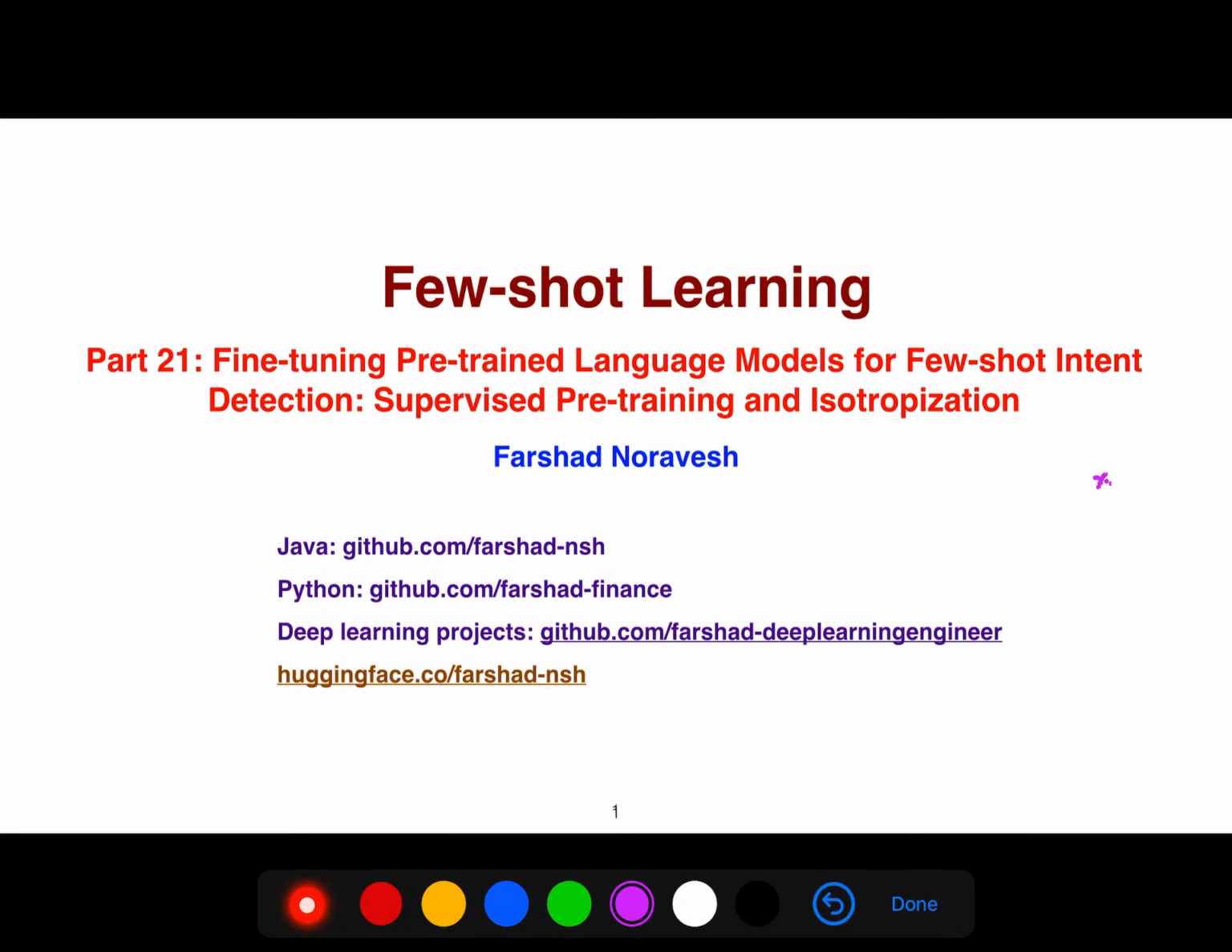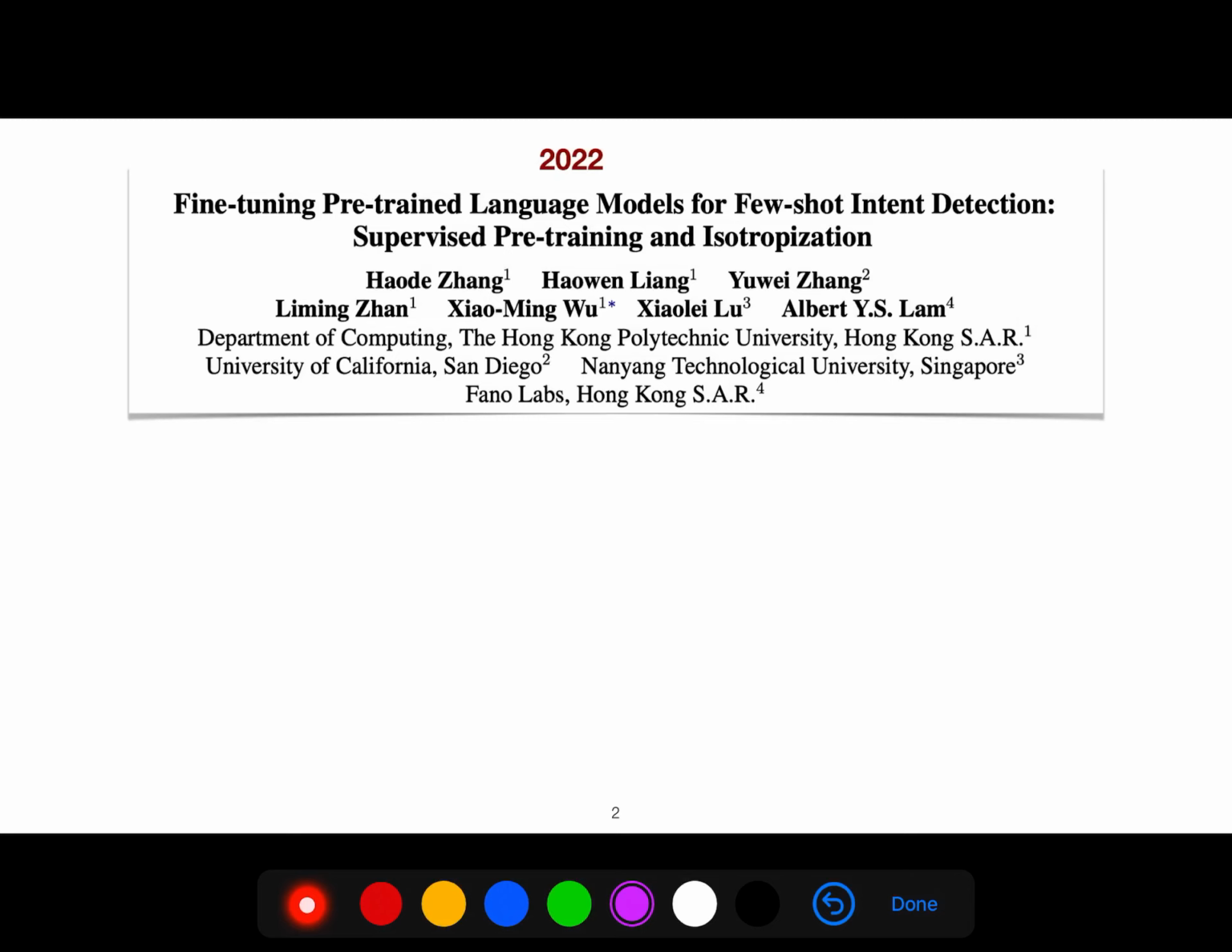So in this video, I'm gonna be talking about few-shot learning, but we are using these pre-trained language models. And the task that we want to solve is intent detection. And it is in the framework of supervised, so it's a supervised setting. And we are talking about isotropization because these pre-trained models have the problem they are anisotropic, so we want to make them isotropic. So I'm gonna be focusing on this important paper in 2022.